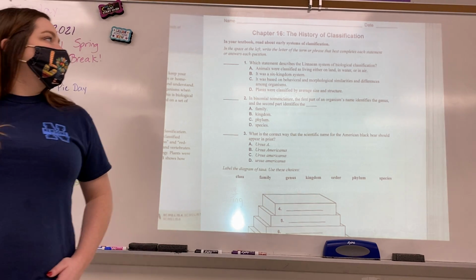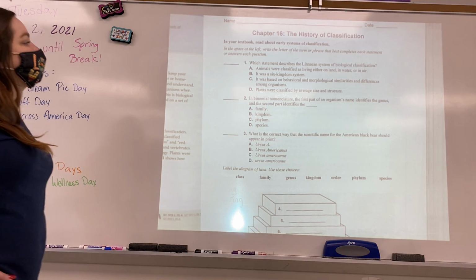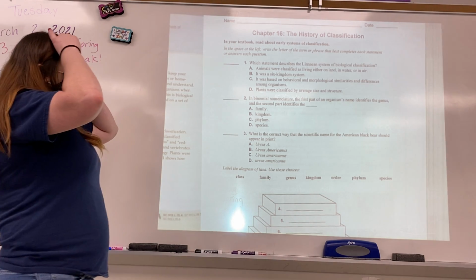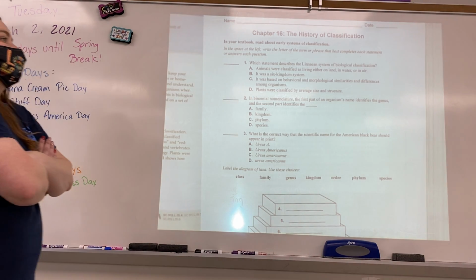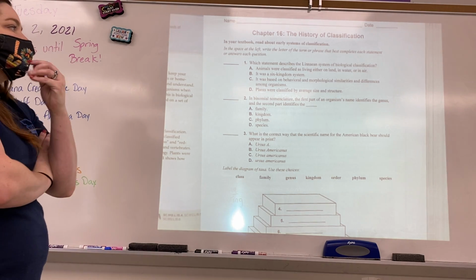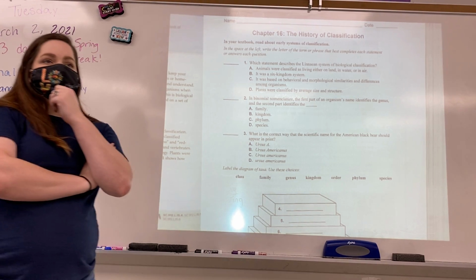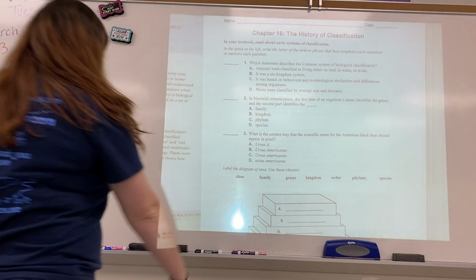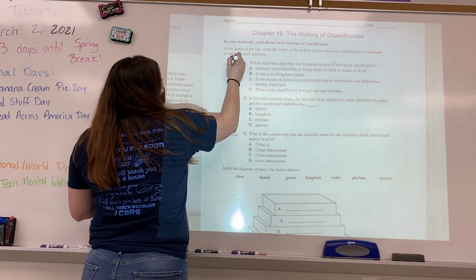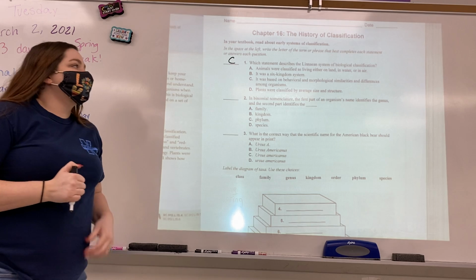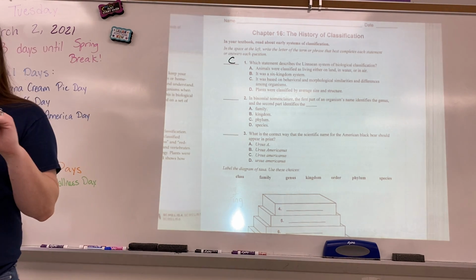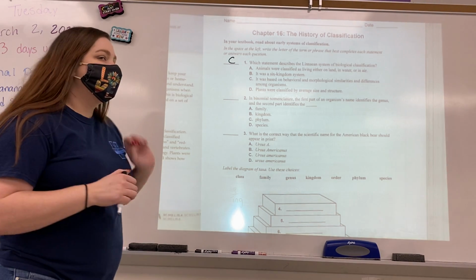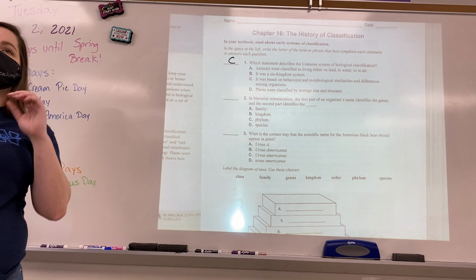Is it A, animals were classified as living either on land, in water, or in air? B, it was a 6-kingdom system. C, it was based on behavioral and morphological similarities and differences among organisms. Or D, plants were classified by average size and structure. Which one, John Aldi? Yes, it was C. So the very first form of taxonomy grouped species based on their characteristics, their behaviors, what they looked like, what environments they lived in, what they ate, stuff like that.